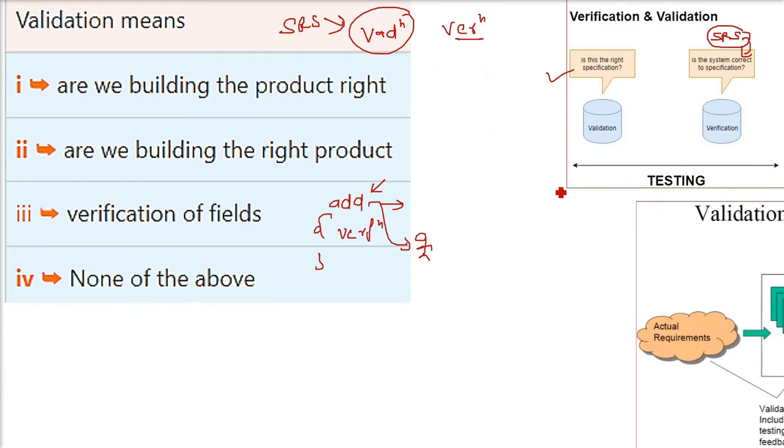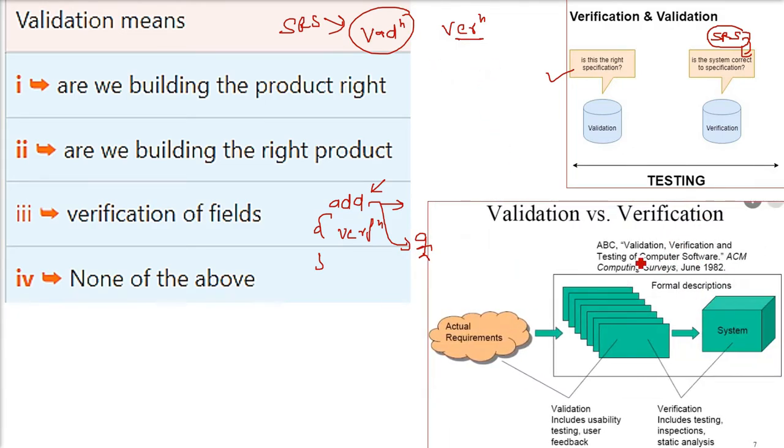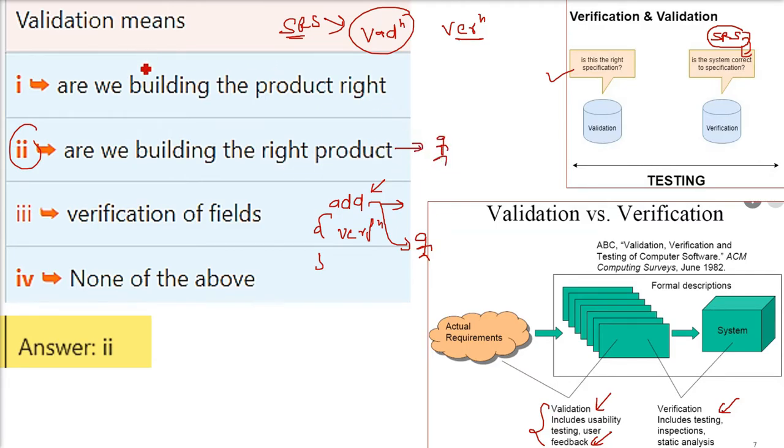So here the validation includes the usability testing, user feedback. So the user is always involved because it is with respect to the requirement specification. Verification includes all the testing done by the software team or the developer, like the inspections, the reviews, the static analysis, the dynamic analysis. So validation is: are we building the right product, that is the product which is required by the user, which is given in your SRS.